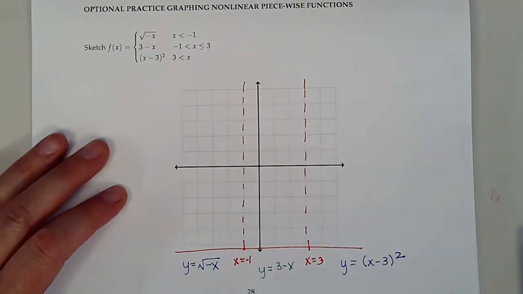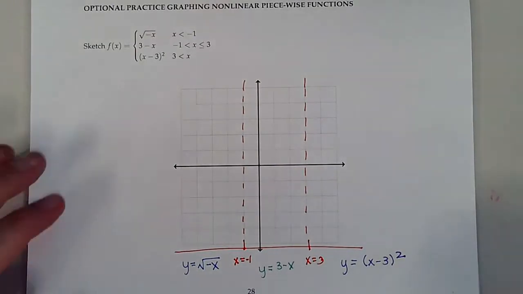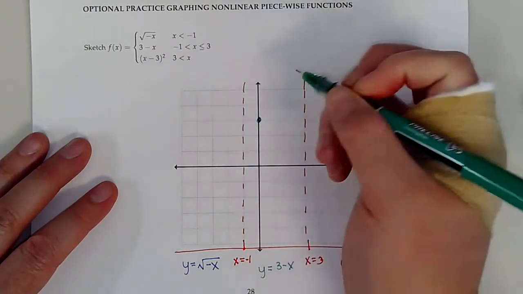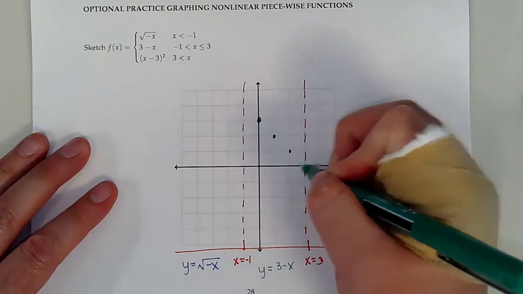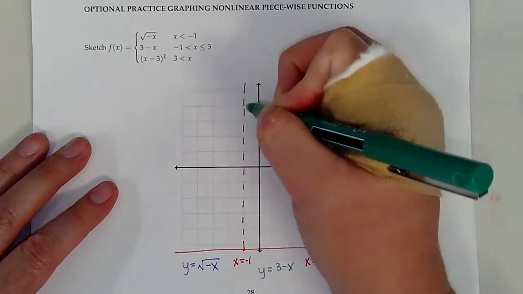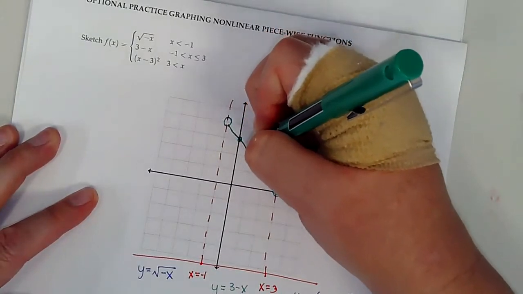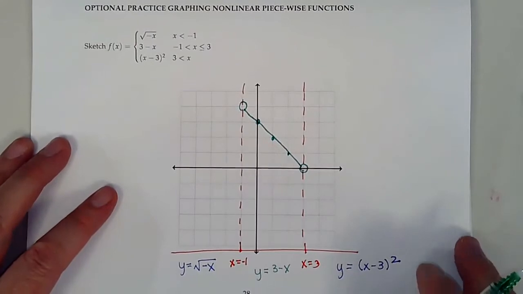Okay, let's start by graphing the linear piece because we're pretty good at that by now. Our y-intercept is 3 here, and then our slope is -1. So I go down 1, over 1. I keep going until I hit the fence line, and then I put a hollow dot on both edges of the fence line. We'll come back and deal with those hollow dots. Okay, so there's that one.